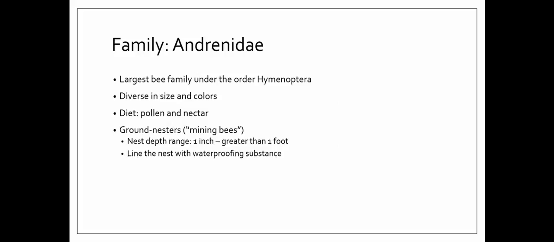Let's start with the family Andrenidae. This is the mining bees family. They are the largest bee family under the order Hymenoptera. They are diverse in their body size and color. Their primary food source is pollen and nectar. They are ground nesters, hence mining. The nest depth can range from 1 inch to greater than 1 foot below ground. They also line their nests with a waterproofing substance to protect it from moisture and from mold growing.